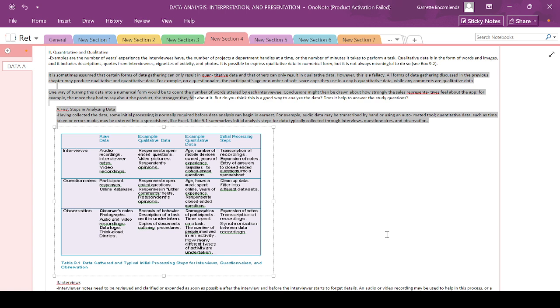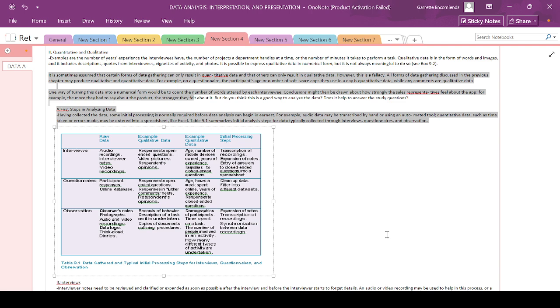For example, on a questionnaire, the participants' age and the number of software apps they use in a day is quantitative data, while any comments are qualitative data. One way of turning this data into a numerical form would be to count the number of words uttered by each interviewee. Conclusions might then be drawn about how strongly the sales representatives feel about the app. For example, the more they had to say about the product, the stronger they felt about it.